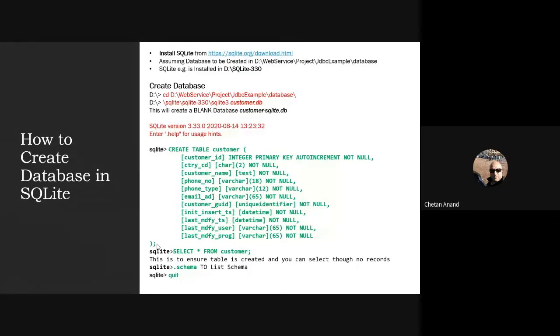Now, after that, you can just use select star from customer, where you can get the data. And like I showed you, dot schema will list all the schema associated to the table. So you can download this from SQLite.org, download.html, and then it will give you a zip file, and you can unzip and put it in whichever folder, and you can start the database creation and subsequently create the tables. Is it clear?